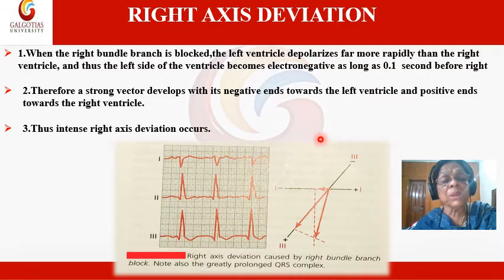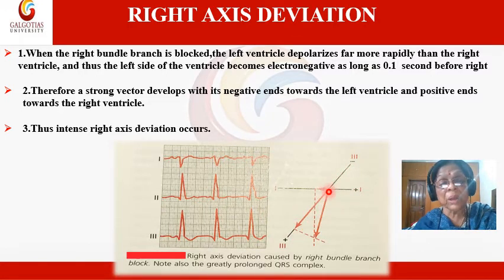So, what happens if there is hypertrophy in the right ventricle? Then the axis is deviated towards the right side, because there is an increase in the muscle mass of the right ventricle, so it takes a long time to get depolarized, and it remains positive for a longer time. That is why the mean electrical axis deviates towards the right side, and this is the case.